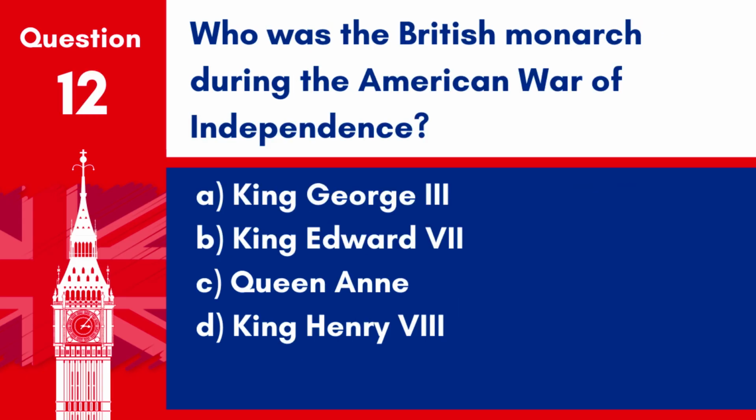Question 12. Who was the British monarch during the American War of Independence? A. King George III. B. King Edward VII. C. Queen Anne. D. King Henry VIII. Answer: A. King George III. He was the monarch during the American War of Independence, which lasted from 1775 to 1783.